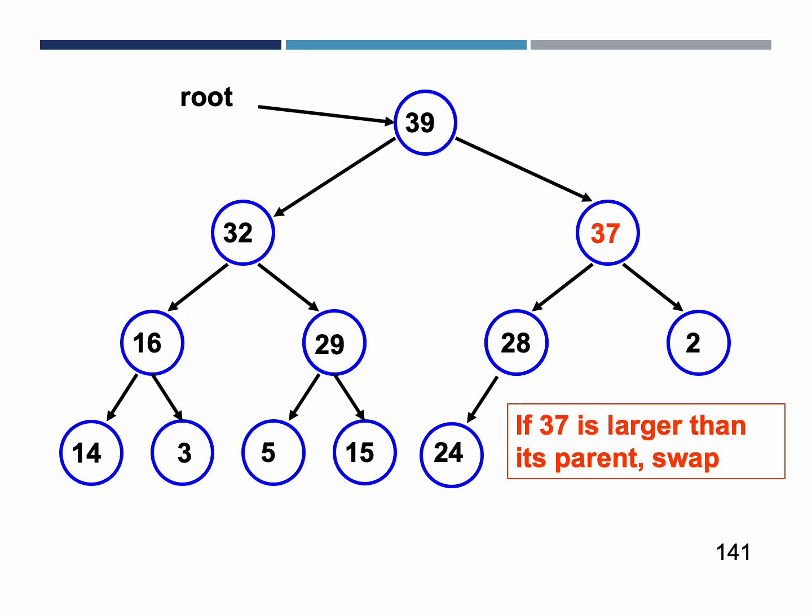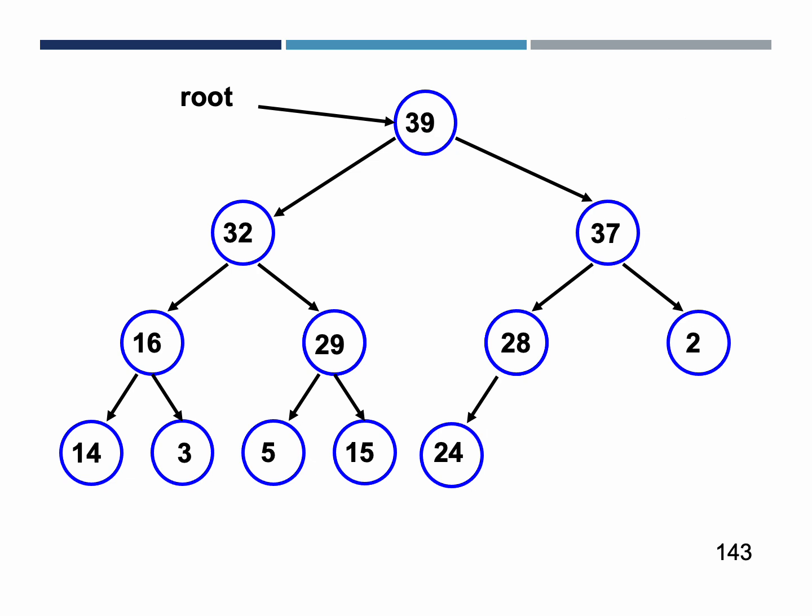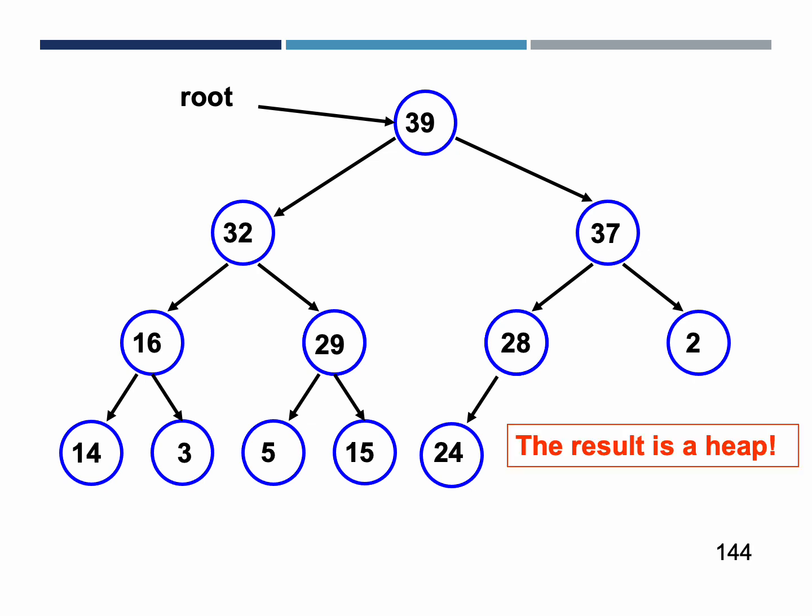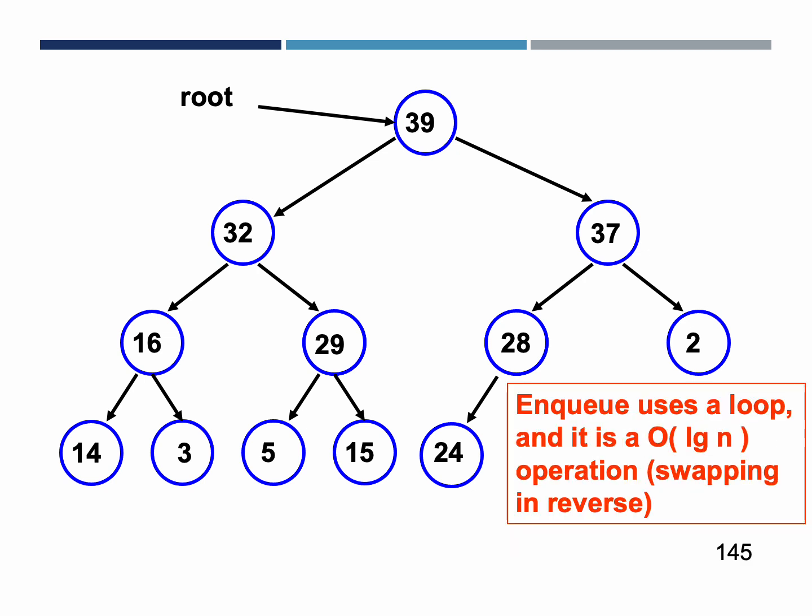Now we'll see if 37 is larger than its parent. 37 is not larger than 39 at this point, so it will not swap, and the result is a heap. Now enqueue uses a loop, and it is a big O log n operation, swapping in reverse.